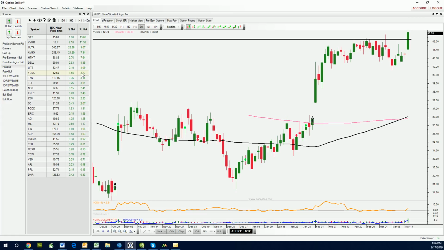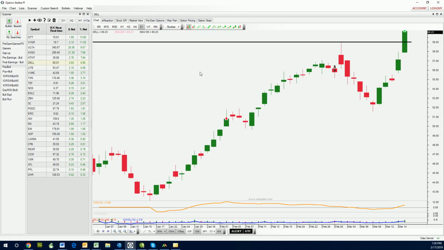And the other one that I really, there were two others I liked. I liked the price action on Dell as well.